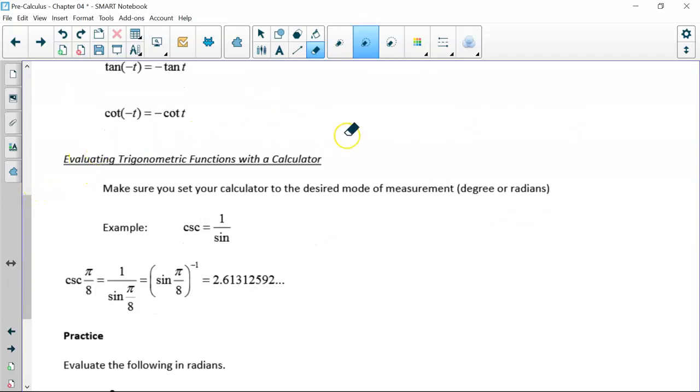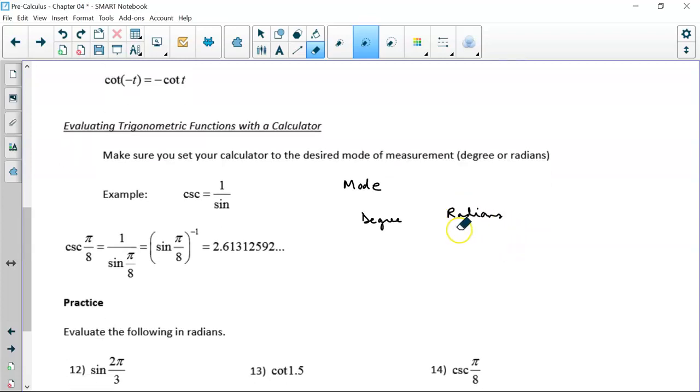Now, when you evaluate the trig functions with a calculator, make sure you're in the correct mode. Make sure you go to mode. If your question is with degrees, make sure you're in degrees. If you have radians, or if you see pi, you want to be in radians. It's important to be in the correct mode for what you're trying to do.